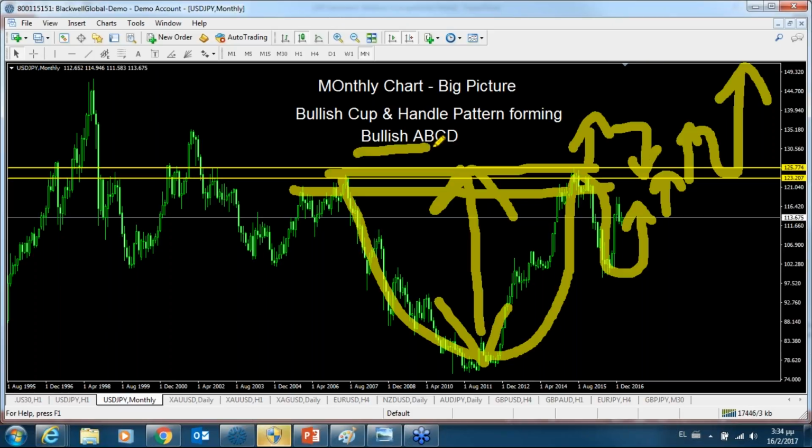So on top of that, we've also got a bullish ABCD. Now, where do we see that? Still on the monthly chart.